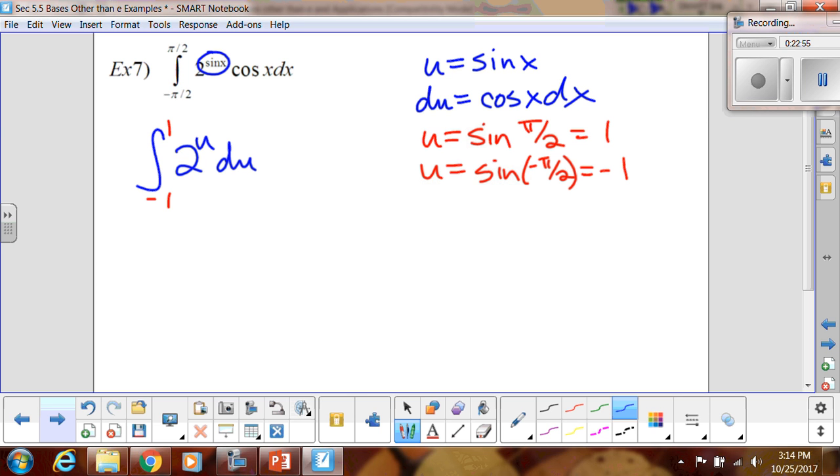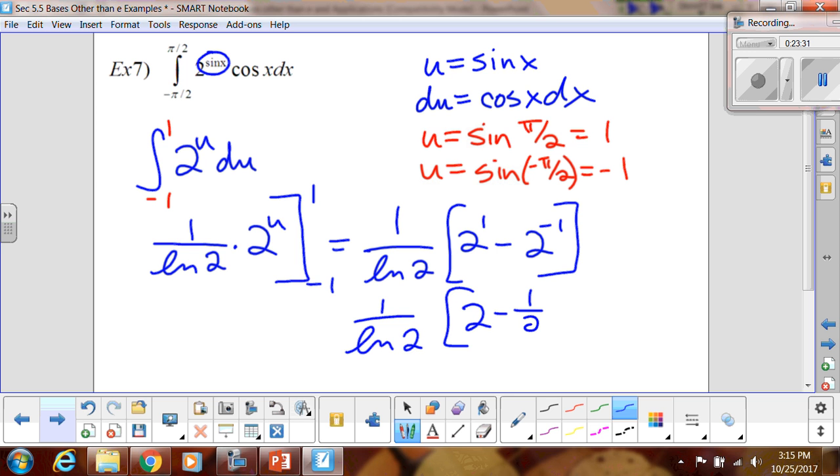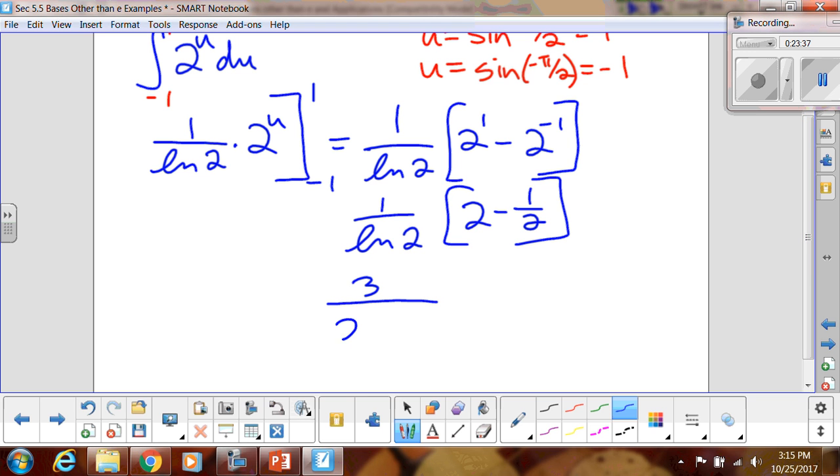All right, so now let's do the antiderivative. We know that we're going to be dividing by the natural log of our base, which is 2, and then multiplying by 2 to the u, and we're evaluating from negative 1 to 1. So that's just going to be 1 over ln of 2, 2 to the 1 minus 2 to the negative 1. Okay, so think about that. That's 2 to the first power minus 2 to the first power minus a half. All right, so that's going to be 3 halves. And that's a nice, simple way to write your answer.